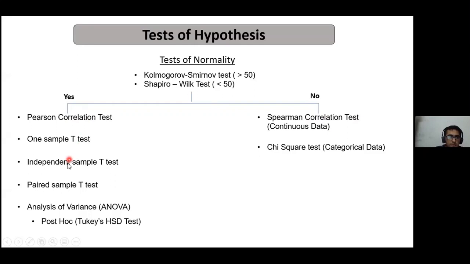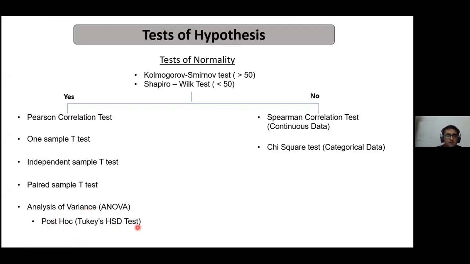If it is normal, we go for the one sample t-test. We go for the independent sample t-test when we have two groups and we want to compare the means of the two groups. We can even go for the paired sample t-test when we want to compare for each person that we have. And if we want to compare more than two variables for a significant difference between the means, we go for analysis of variance, or the ANOVA test.